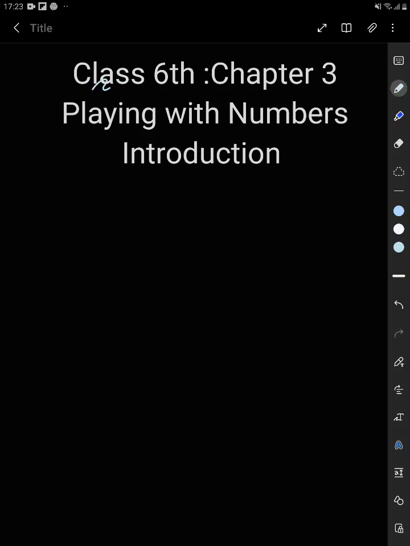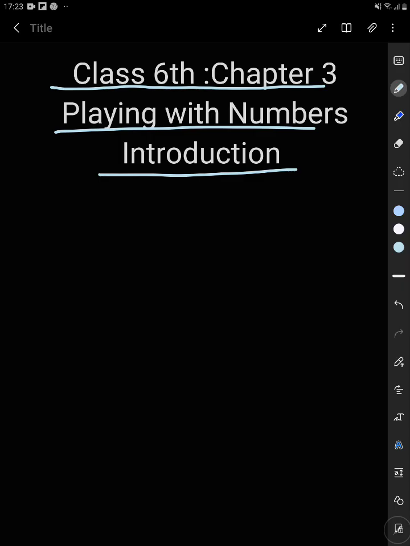So welcome again. Today we'll take up chapter number 3 of class 6 math. The chapter's name is Playing with Numbers. First of all we will have the introduction of this chapter, and in the introduction we will talk about the factors.